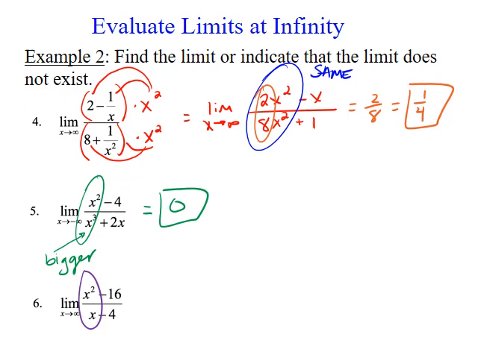On the other hand, in this example here, the numerator is bigger. And if that's the case, there's no horizontal asymptote, and this limit does not exist.